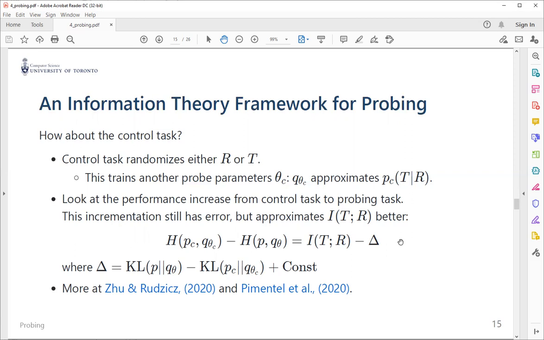So up to now, there's a consensus that we should take a control task in addition to the probing task, and we should look at the performance increase from the control task to the probing task. Although this increment still has error, approximating using this increment instead of only the performance of one probing task is better.